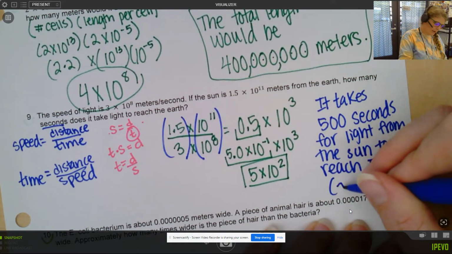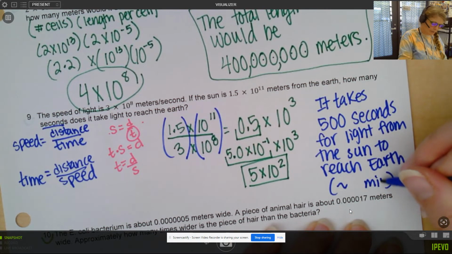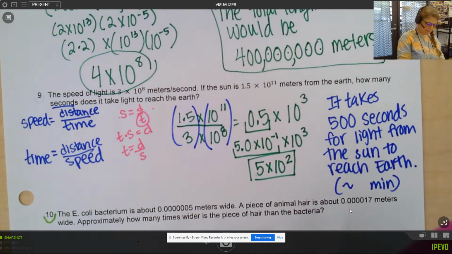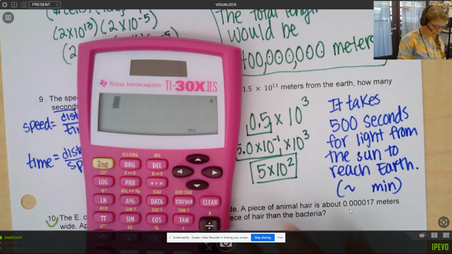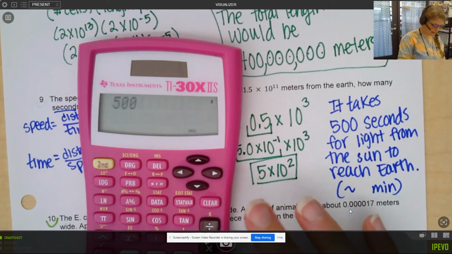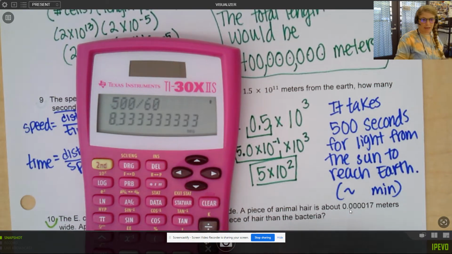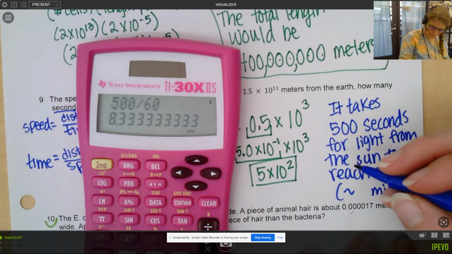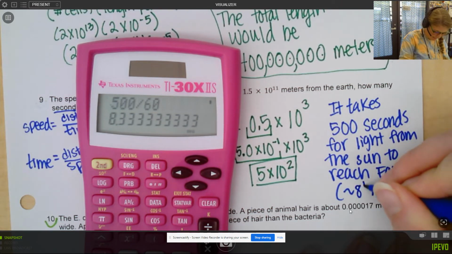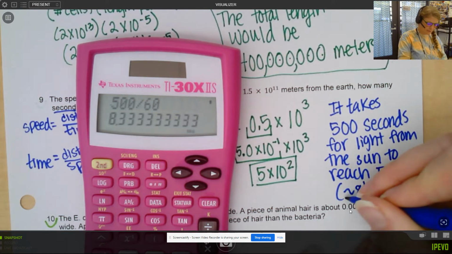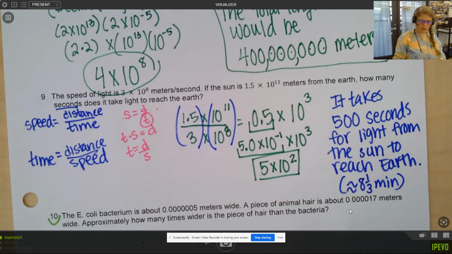And if you're thinking, well, about how many minutes is that? Well, remember, there's 60 seconds in a minute. So what we can do is we can take 500 seconds and divide by 60. And we know that's 8 1/3 minutes. So about 8 1/3 minutes. Wow, it's kind of a long time. It's going to take about 8 1/3 minutes for the sun to get all the way here. I guess it is a really far distance.